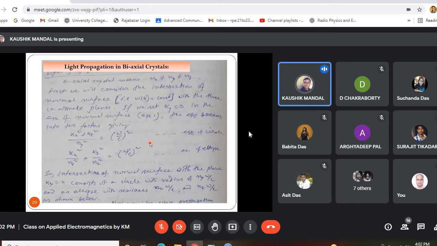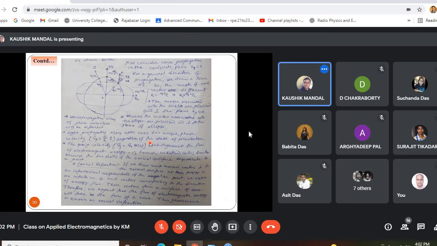There is no need to discuss this particular point. Directly go to the phenomenon. Now, in case of double refraction phenomena, we will observe one kind of refraction that is known as conical refraction.